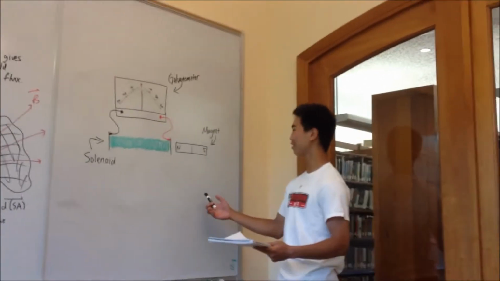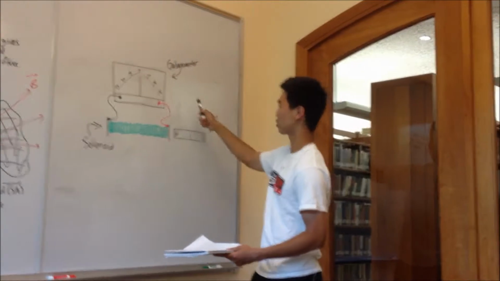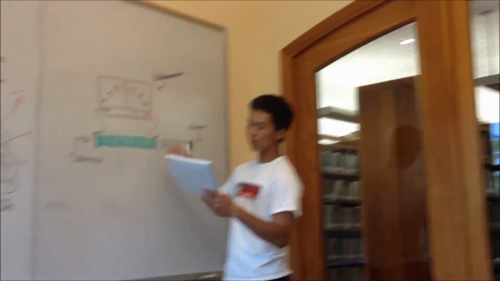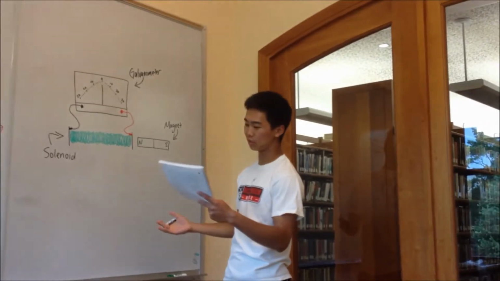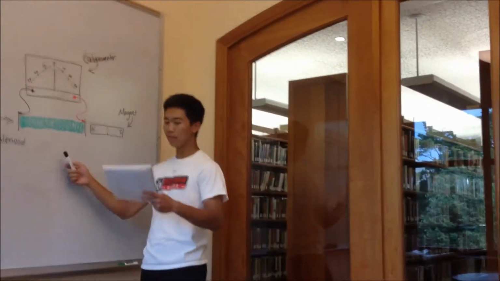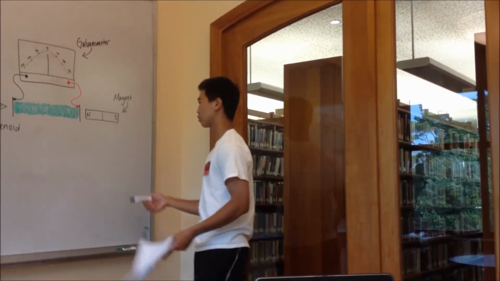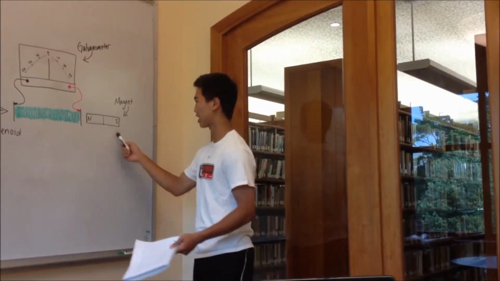Anyways, I think I left off with explaining what a galvanometer was. It's a sensitive ammeter, and it detects electric current. That's all you really need to know about it. A solenoid is a wire that is tightly coiled around a tube, and a magnet is just your regular everyday magnet, north end, south end.